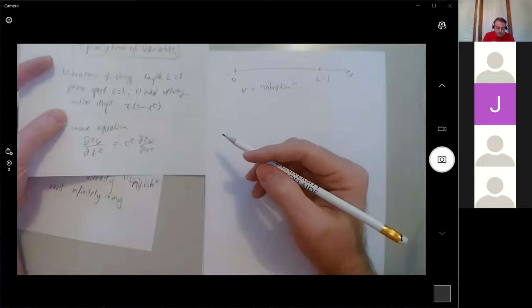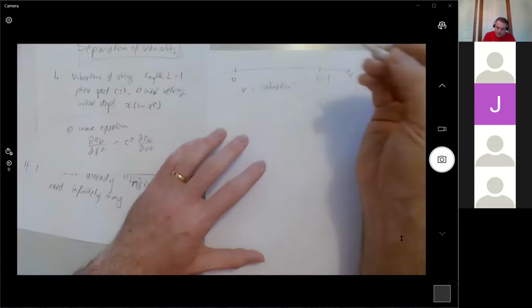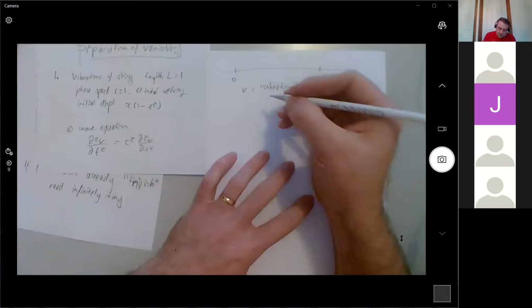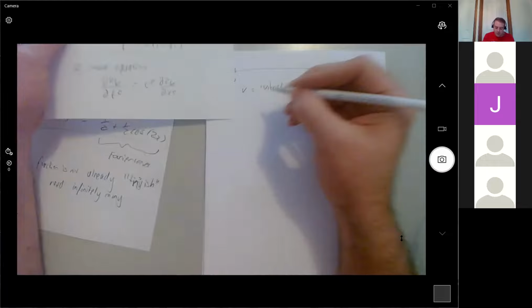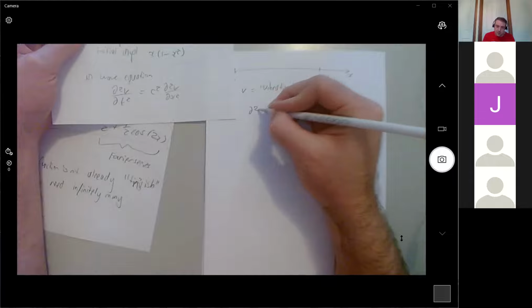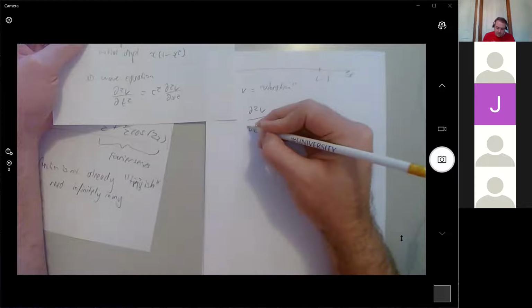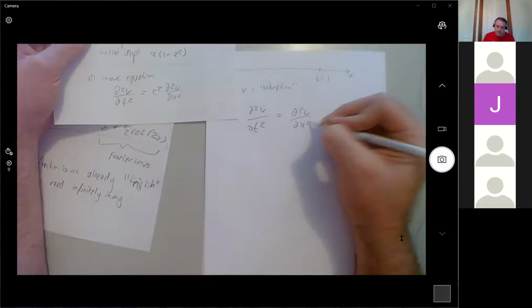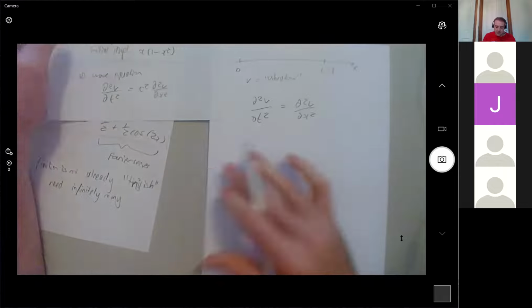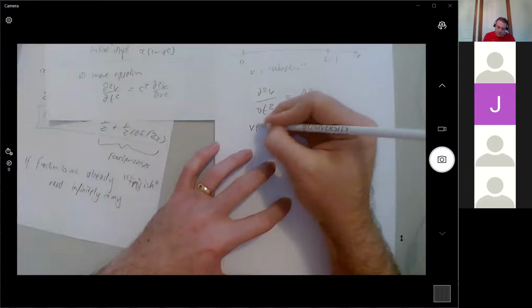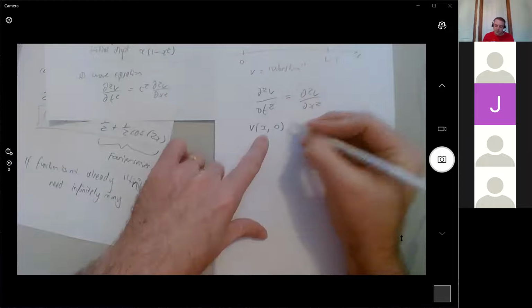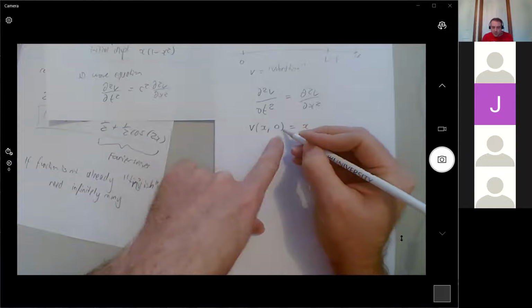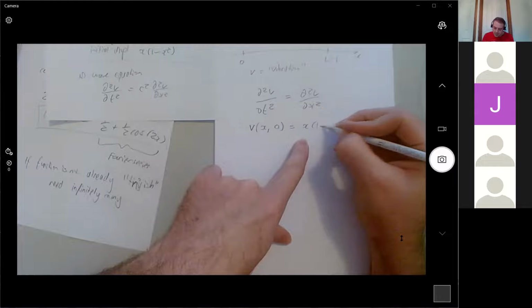That's kind of cool. So I would say that there's all these different bits and pieces going on here that we need to write down. So we've got the differential equation here. Since the c is 1, we get d squared v over dt squared is 1 squared times d squared v over dx squared. And then we also have that the vibration at time 0 and position x is x(1 minus x) squared.